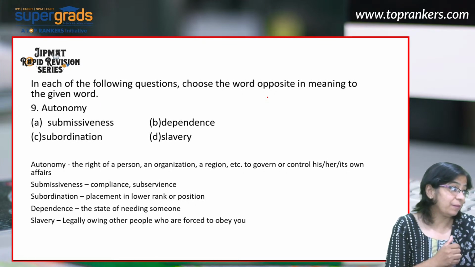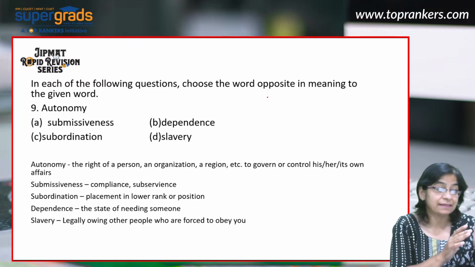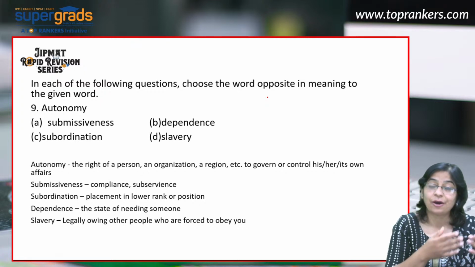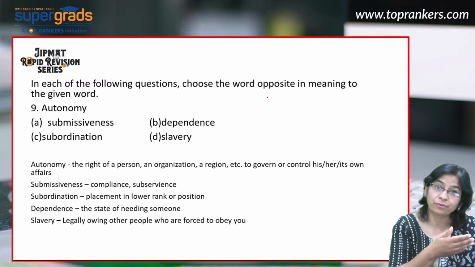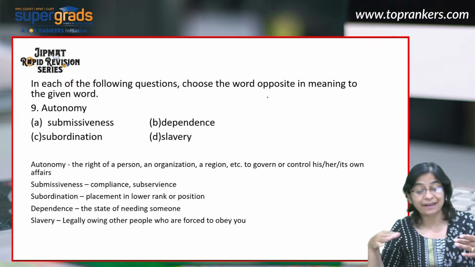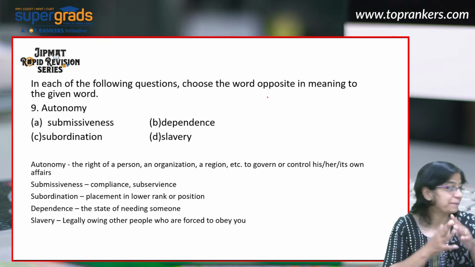And I couldn't agree more. Pankaj has given the right answer. He says it's dependence. Autonomy was self-reliance. You could do the work on your own. You don't need help. Dependence, you need help. Aren't they the exact stark opposite of each other? Tell me if you agree.